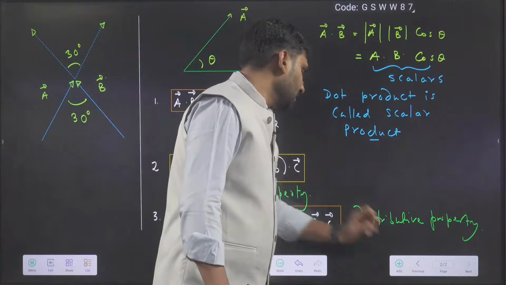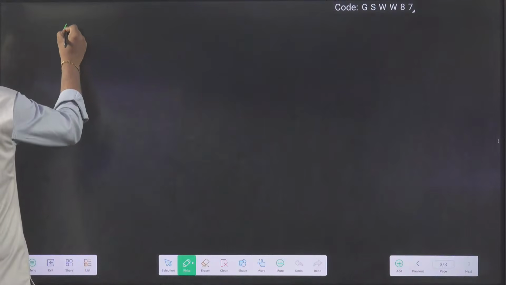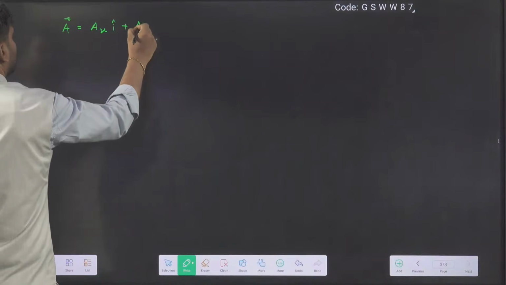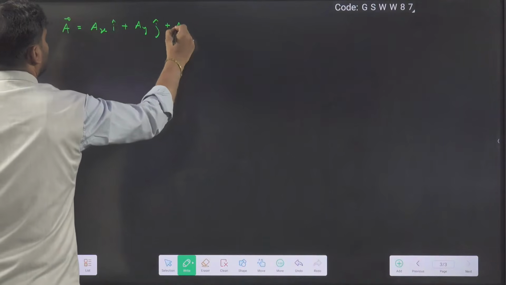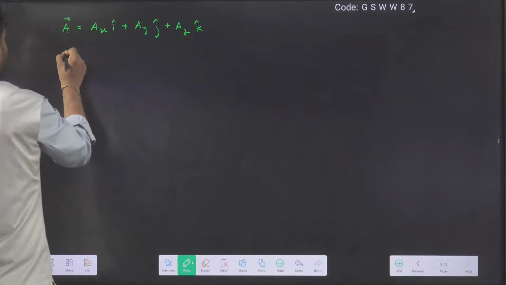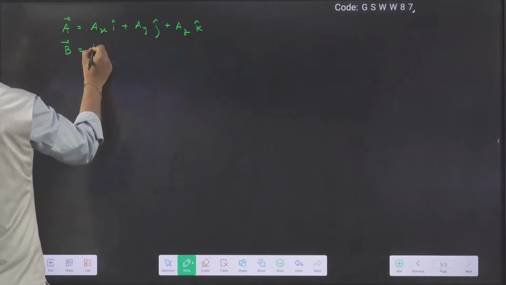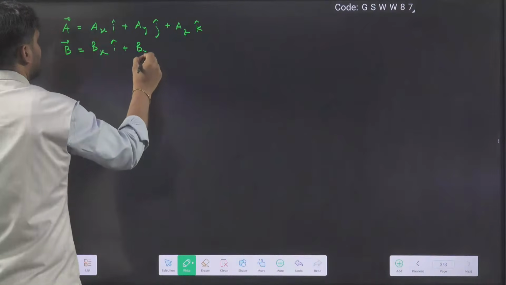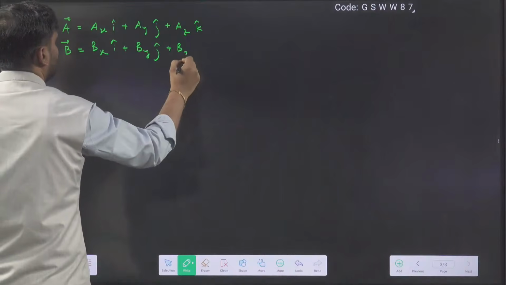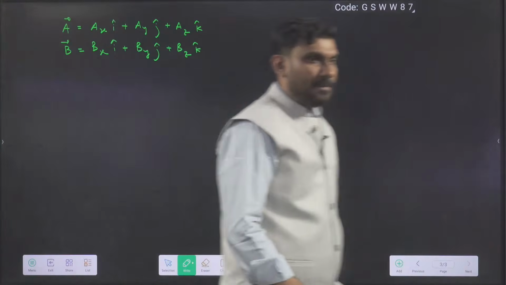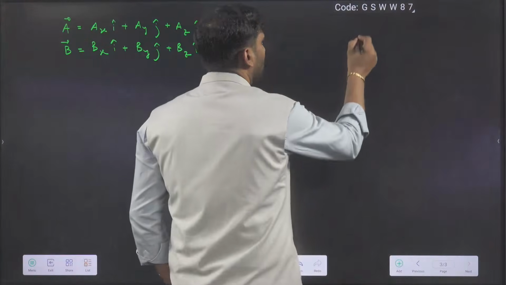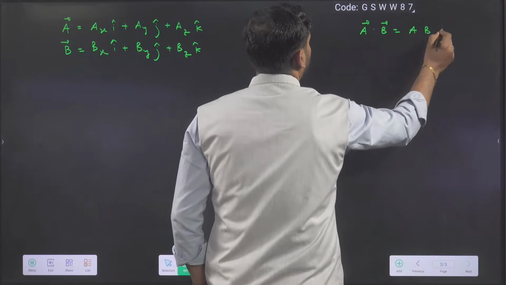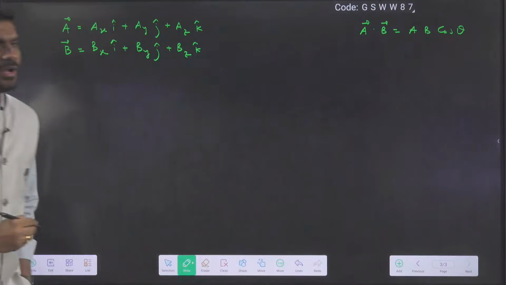Right. Look. Please pay attention. We are taking A vector is equal to AX i cap plus AY j cap plus AZ k cap. B vector is equal to BX i cap plus BY j cap plus BZ k cap. Everyone, please pay attention here. What was the formula? A vector dot B vector is equal to AB cos theta. This was the formula, right?